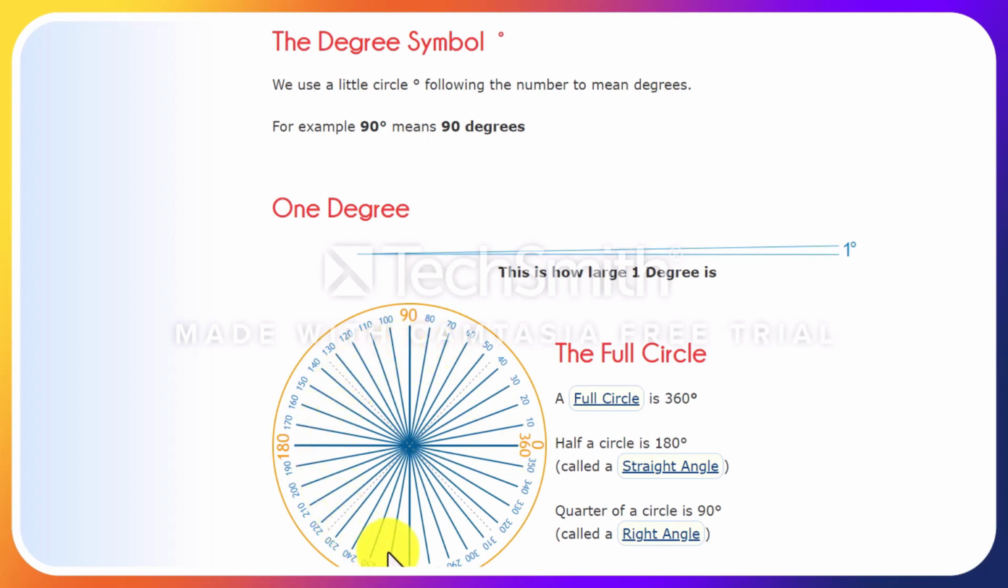This is full rotation. Therefore you see a full circle is 360 degree. Full circle 360 degree, or a full rotation, it means 360 degree.